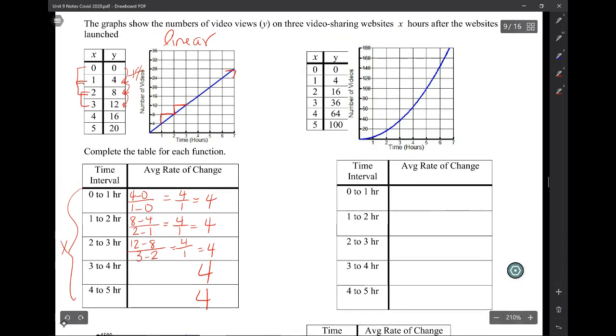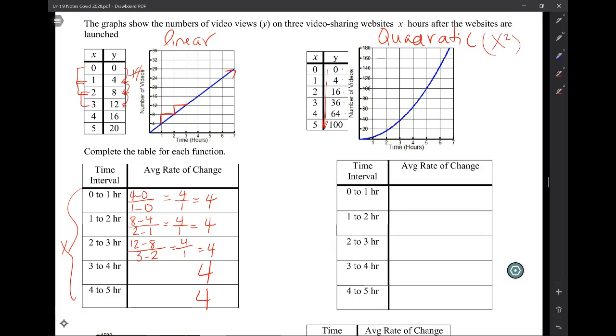But for our quadratic example, the reason why I knew it was quadratic is because this is not adding by the same amount. They aren't multiplying by the same amounts. But I do notice that this is a perfect square: 4 is a perfect square, 16 is a perfect square, 36 is a perfect square, 64 is a perfect square, they're all perfect squares. So perfect squares are quadratics, because remember, quadratics are x to the second powers.